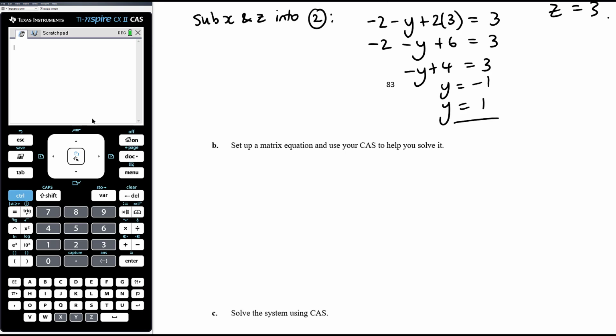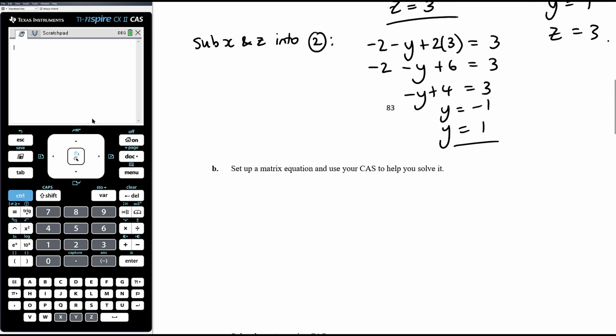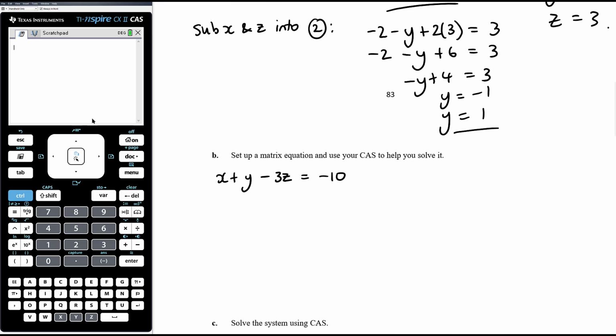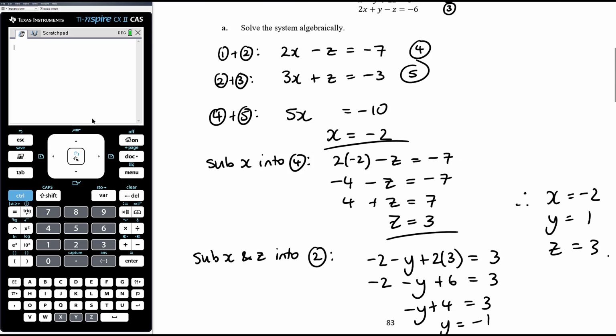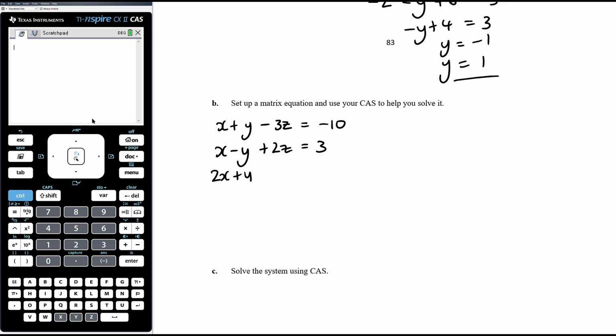Okay, we could also set up a matrix equation and use our CAS to help us solve it. So if we converted this system of equations into a matrix equation, let me just rewrite out the equations. x plus y minus 3z equals negative 10. x minus y plus 2z equals 3. And then the final one, 2x plus y minus z equals, I think it was negative 6. Let me just check that.